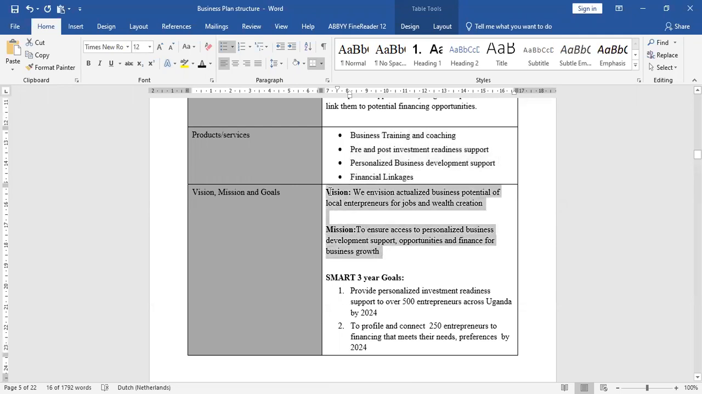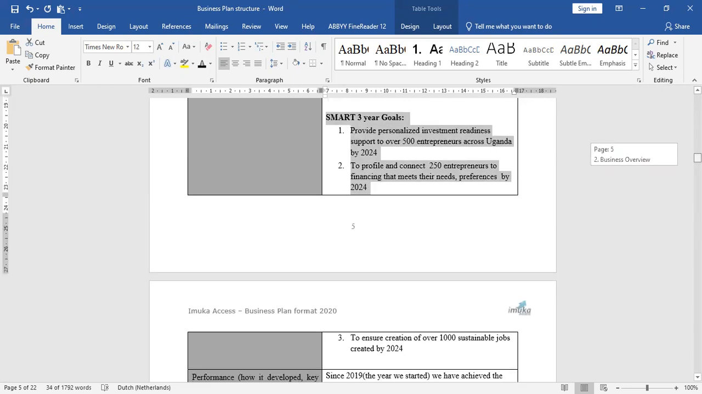This is important, but for the business plan, this is more important. Okay, in some cases, I put these goals on the vision side, but I thought this time, let's look at putting it in form of SMART goals. So you can say in 3 years, I want to reach. Okay, so as you can see, 500 entrepreneurs across Uganda by 2024, 250 entrepreneurs to be connected to financing by 2024, and creation of 1,000 sustainable jobs. That can be your SMART goal.